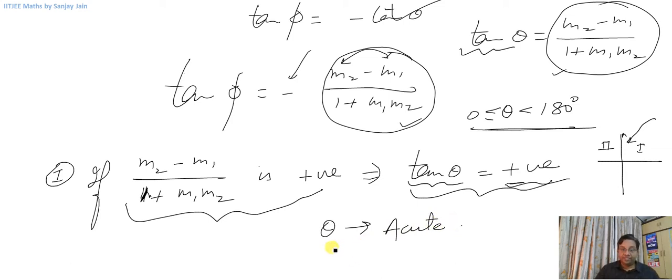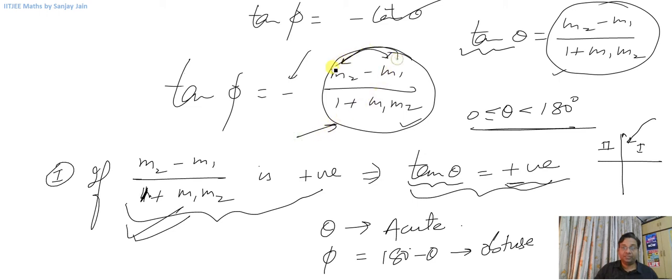right? And if theta is acute, what about phi? Phi is 180 minus theta, so phi will be obtuse in case this is positive. You can find it out from here also. If this is positive, and here I've got this negative sign, so tan of phi will be negative because of this negative sign. So tan of phi is negative, that means phi is obtuse, because then the angle of inclination will lie in the second quadrant. All right, so phi is obtuse in this case.